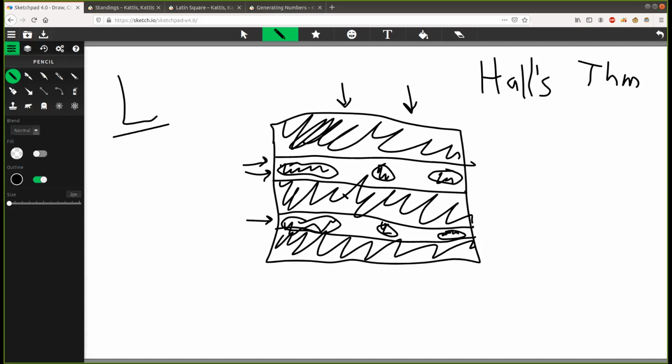Let's see, I'm trying to think. I think it has to do with starting with a fully complete bipartite graph. Let's see. I'm trying to work out how we prove that for some value, 2 will appear in the same row or the same column.